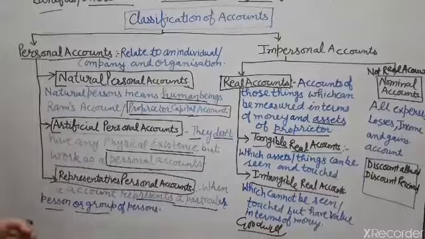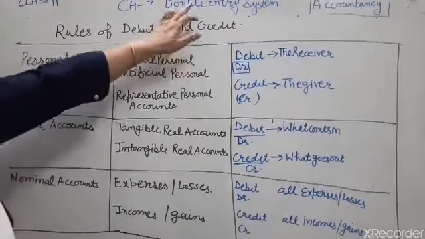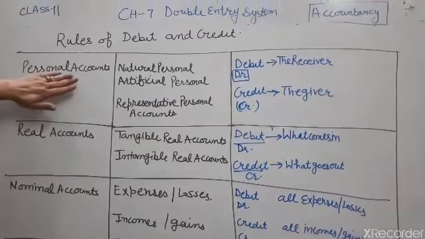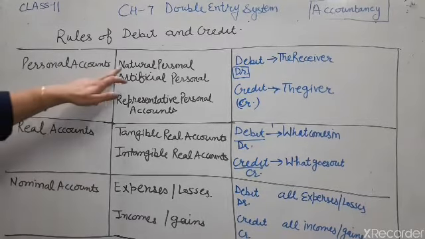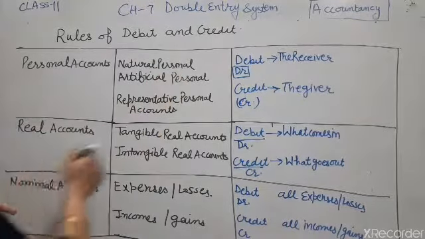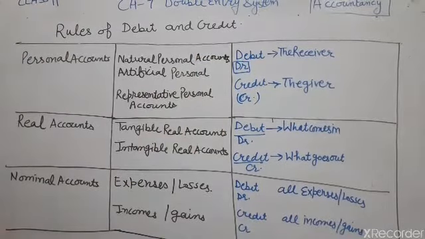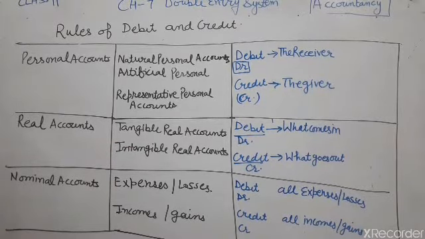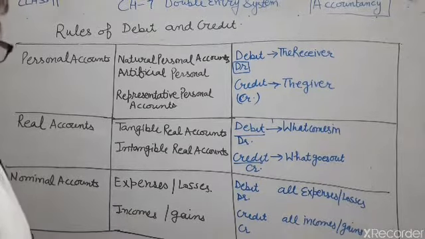So next, now the rules of debit and credit according to the double entry system. According to the double entry system, we mainly divide accounts into three: personal account, real account and nominal account. Personal account is divided into three further parts: natural personal account, artificial personal account and representative personal account. Real accounts are tangible real accounts and intangible real accounts. And nominal accounts are related to expenses, losses, income and gain.